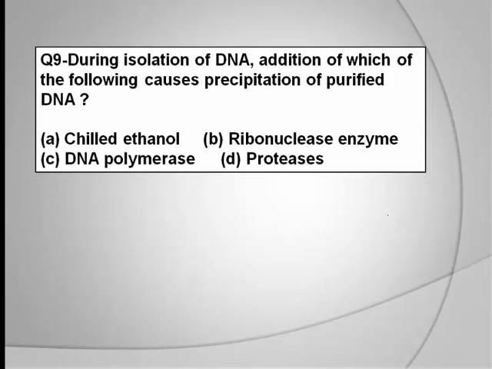During the isolation of DNA, addition of which of the following causes precipitation of purified DNA? The direct answer is chilled ethanol. So this is the answer. What is the question? In isolation of the DNA, addition of which of the following causes precipitation of purified DNA? How are you going to isolate the DNA?